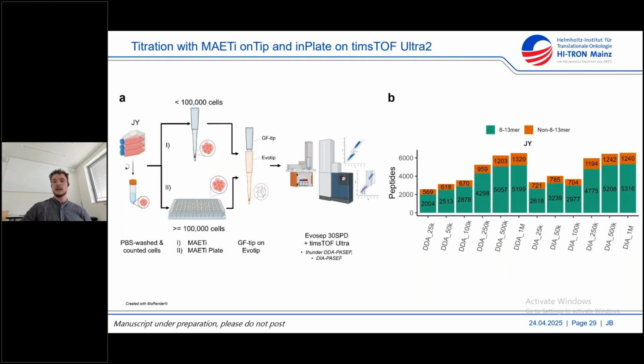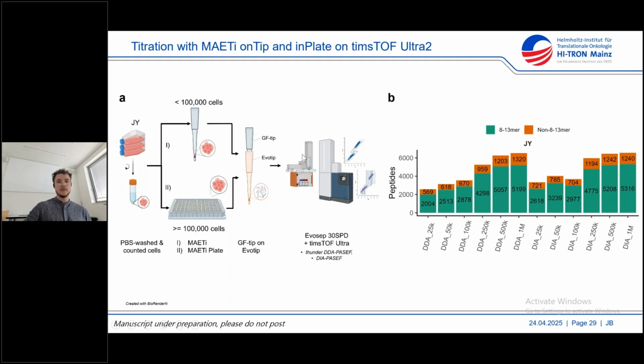And just to get you also on board with what protocol formats we can offer with this MAETi method, we can either, for highest sensitivity, directly load the cells on a tip, but as you can imagine, this tip might clog if you just load 1 million cells on a tip or so. So that's why if you go beyond 100,000 cells, we would recommend that you do your protocol in a tip, strip them, but later on still transfer them to this glass fiber tip and directly into the Evotip to retain some remaining debris.